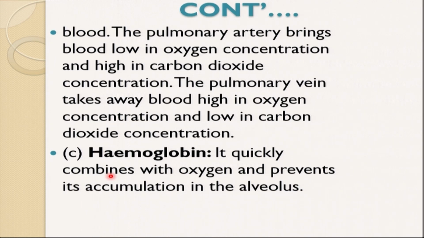Hemoglobin. Hemoglobin is very important, for it quickly combines with oxygen and prevents its accumulation in the alveoli. Once oxygen accumulates in the alveoli and does not combine with hemoglobin, it means blood with less oxygen will be transported. So hemoglobin quickly combines with oxygen and prevents its accumulation in the alveolar sac.